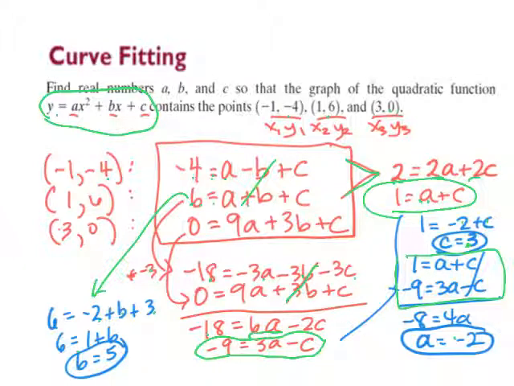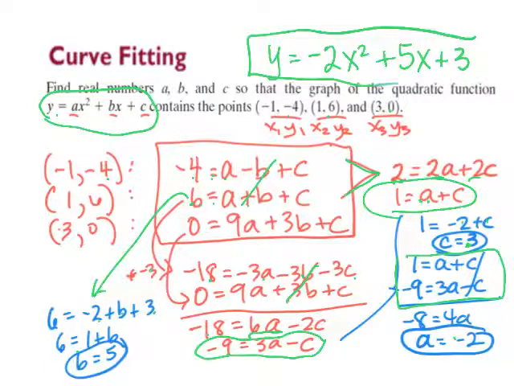Once I had those 3 variables, I can write my equation. Y equals a, which is negative 2, x squared, plus b, which is 5, x, plus c, which is 3. And that is the curve that fits those 3 points. So that's kind of a fun process to know now. Anytime you've got 3 points and you want to put a parabola through it, you can do so.